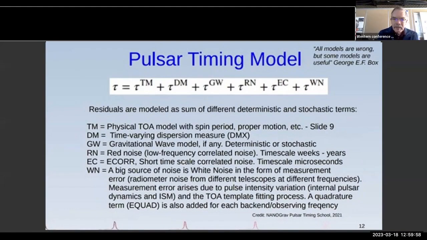So we're going to talk about modeling a little bit. George Box was a statistician. He said all models are wrong, but some models are useful. And you've probably experienced that. Somebody else said the best model of a cat is a cat; anything less is a compromise. So we're going to be trying to model the time of arrival residuals, and it's just a sum of the deterministic and stochastic terms. The first term there is called TM, and it's called the physical TOA model.